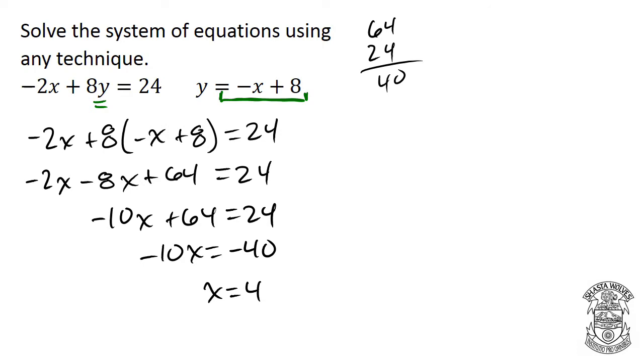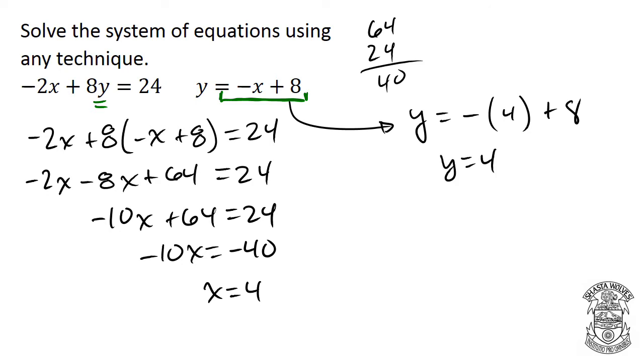X is positive 4. And you can see we've got underlined in green right here a perfect way to get y. This tells me that y will equal the opposite of what x was. X was the number 4, and then plus 8. And when I add negative 4 and 8, I get that y is also 4. So my solution, as an ordered pair I should write it, is x is 4 and y is 4.